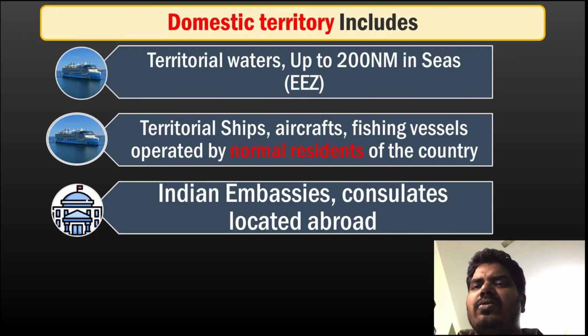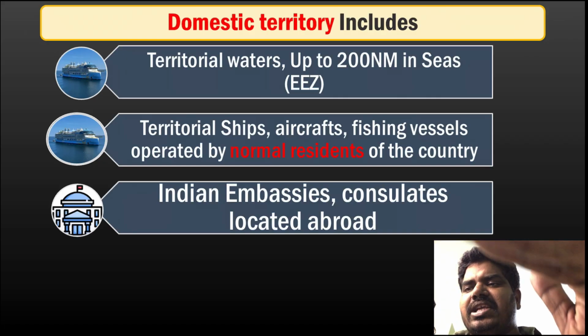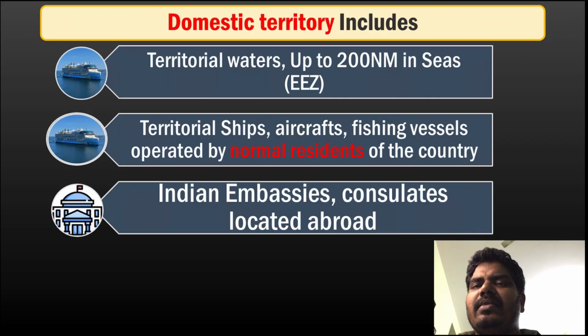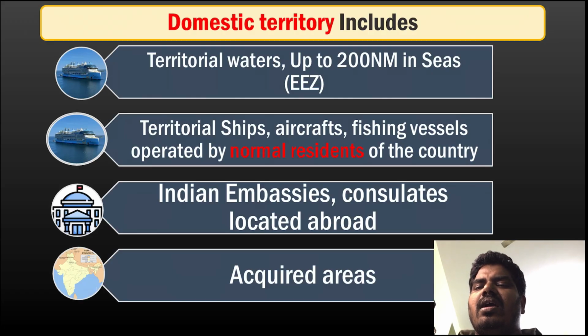Embassies and consulates located abroad also come under the domestic territory of a country. This means all the goods and services produced in these regions, whether territorial waters, ships, aircraft, fishing vessels, or Indian embassies and consulates abroad, come under the computation of GDP. Apart from this, all acquired areas are also treated as domestic territory, so the goods and services produced within these acquired areas also come under the computation of GDP.